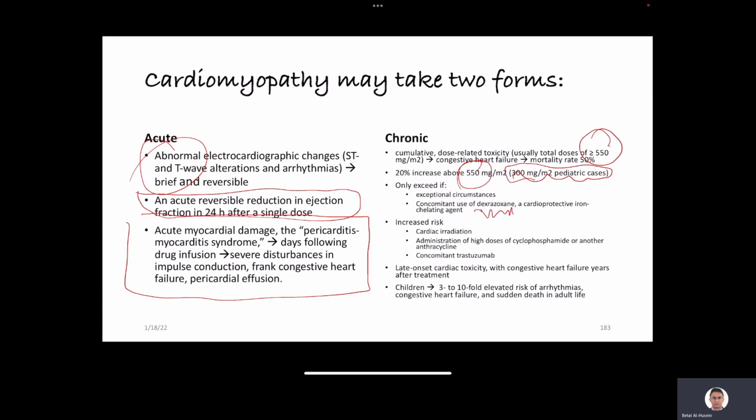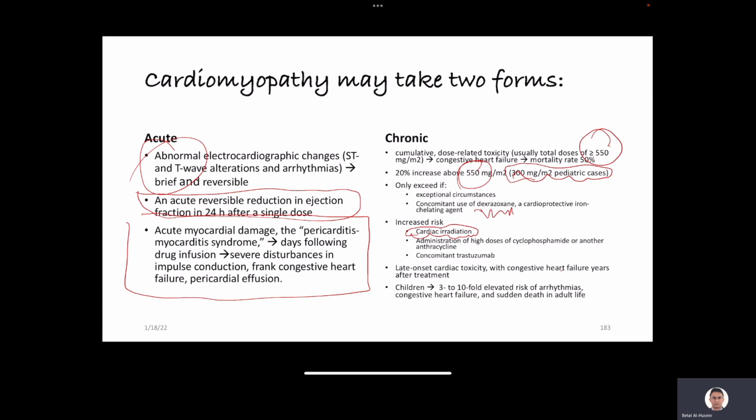Now, this risk is increased if the patient is receiving drugs which cause cardiac toxicity, like cyclophosphamide or another anthracycline, or the patient is receiving HER2/neu-targeting therapies like trastuzumab or pertuzumab, or the patient received radiation to the heart through chest radiation, if it is a breast cancer or lung cancer, or even lymphoma in the upper region or the chest area.